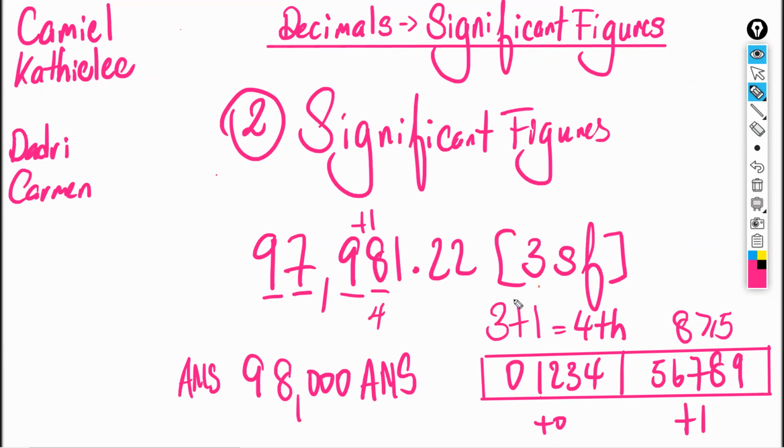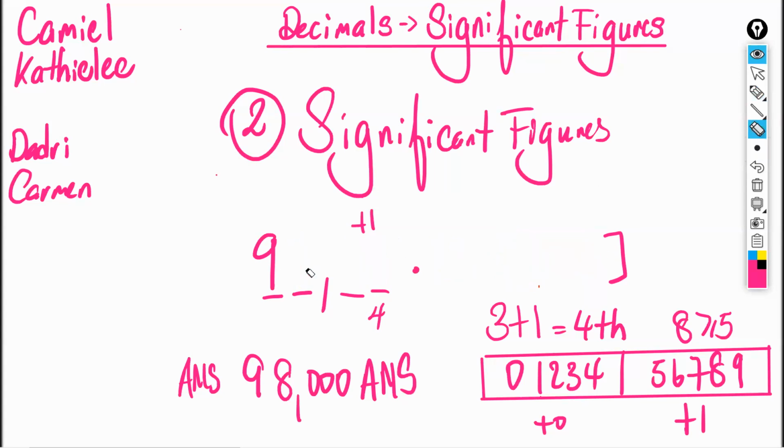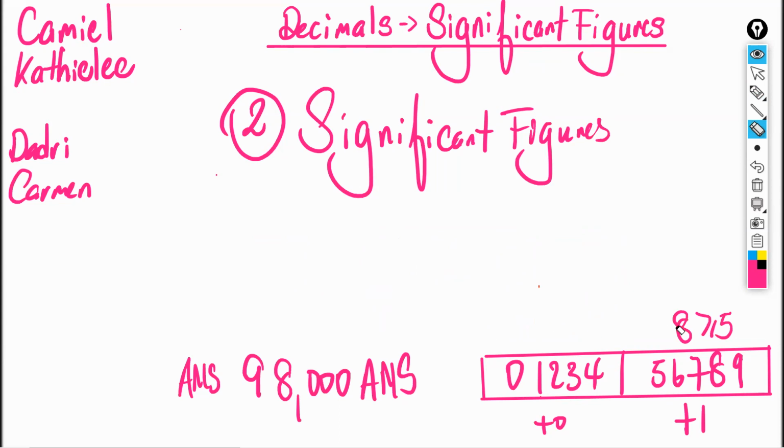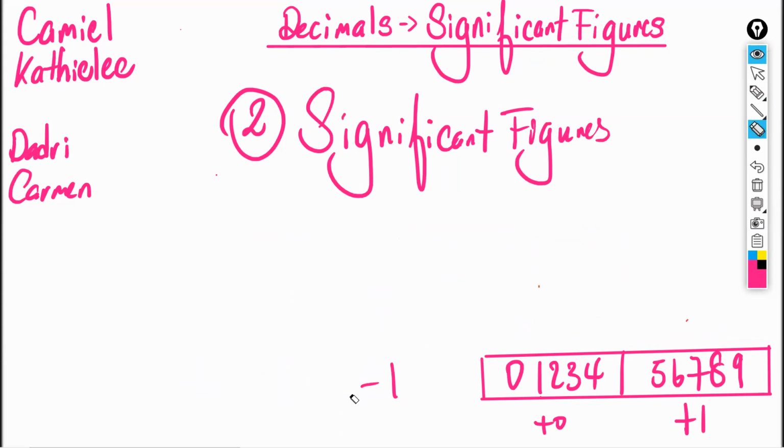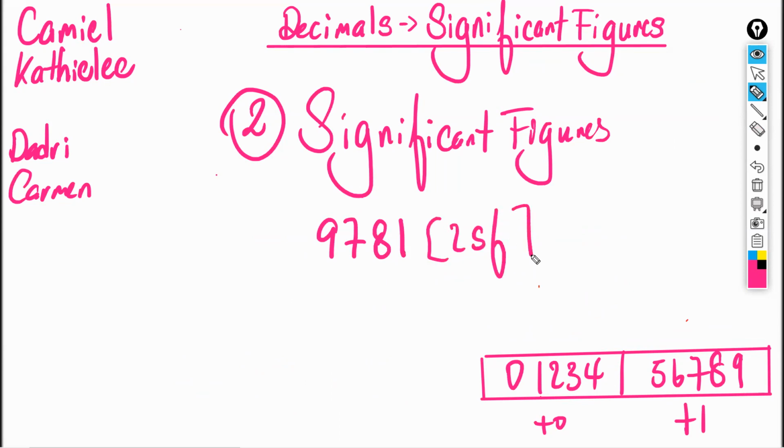Make sense, guys? Making sense? Yes, sir. All right, you need another one? Let me do another one, guys. We're gonna do 3 of them. So the next one, 9781. Suppose I want this to 3 significant figures.